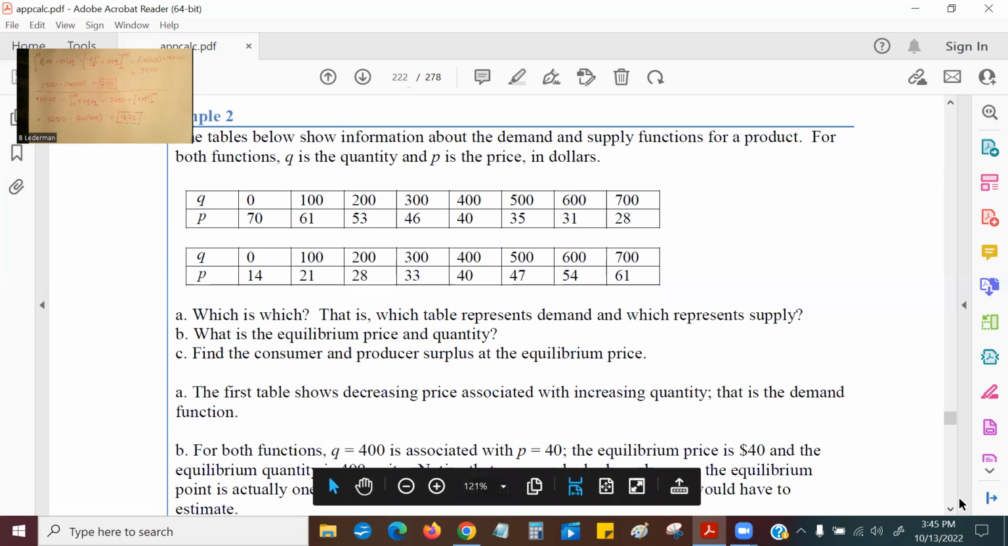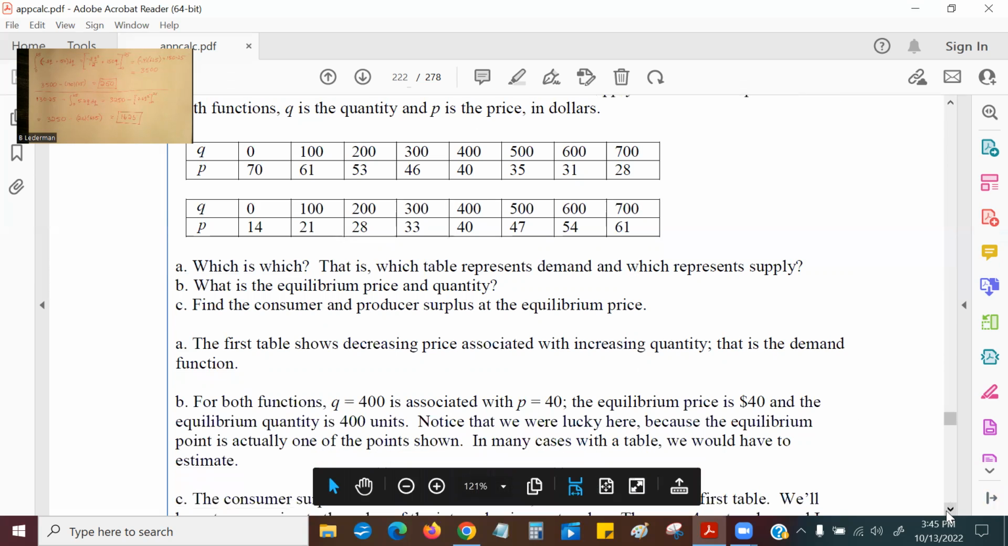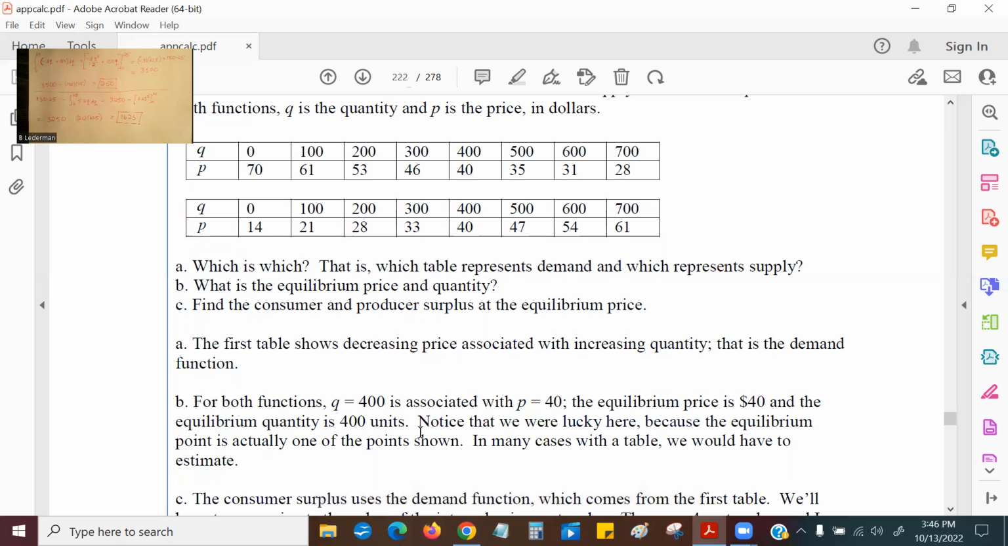So the equilibrium price is $40, and the equilibrium quantity is 400 units of whatever it is that you're producing here. We were lucky that it worked out very beautifully, but sometimes it pays to be lucky.